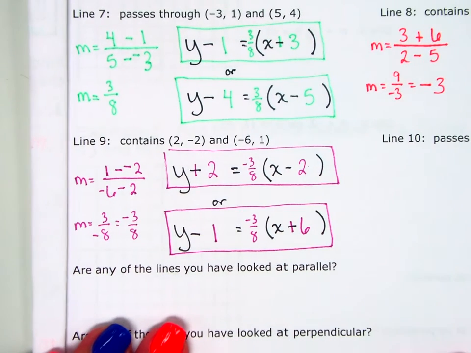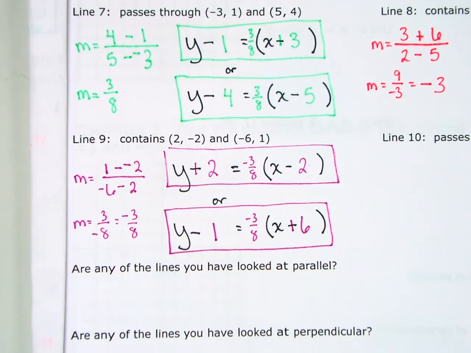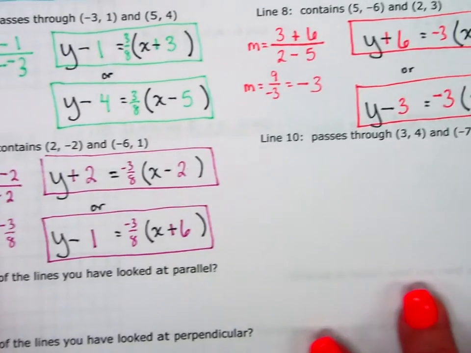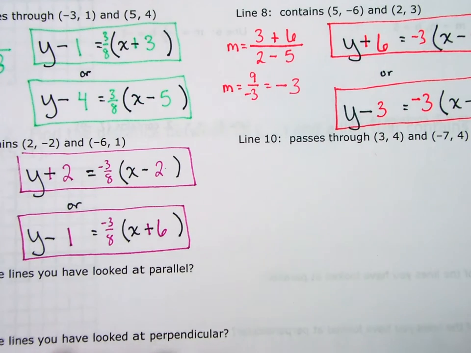All right, did we get our answers? What was our slope? Negative 3 over 8. Did you get y plus 2 equals negative 3 over 8 and then x minus 2? Yes. Or y minus 1 equals negative 3 over 8 and then x plus 6? Yes. Awesome. Let's look at number 10.